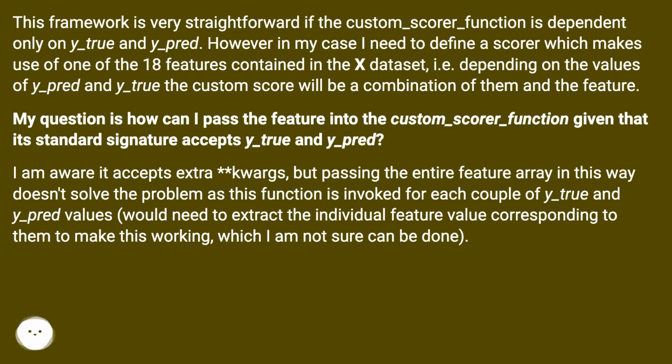My question is, how can I pass the feature into the custom_scorer function given that its standard signature accepts y_true and y_pred? I am aware it accepts extra kwargs, but passing the entire feature array in this way doesn't solve the problem, as this function is invoked for each couple of y_true and y_pred values. I would need to extract the individual feature value corresponding to them to make this work, which I am not sure can be done.